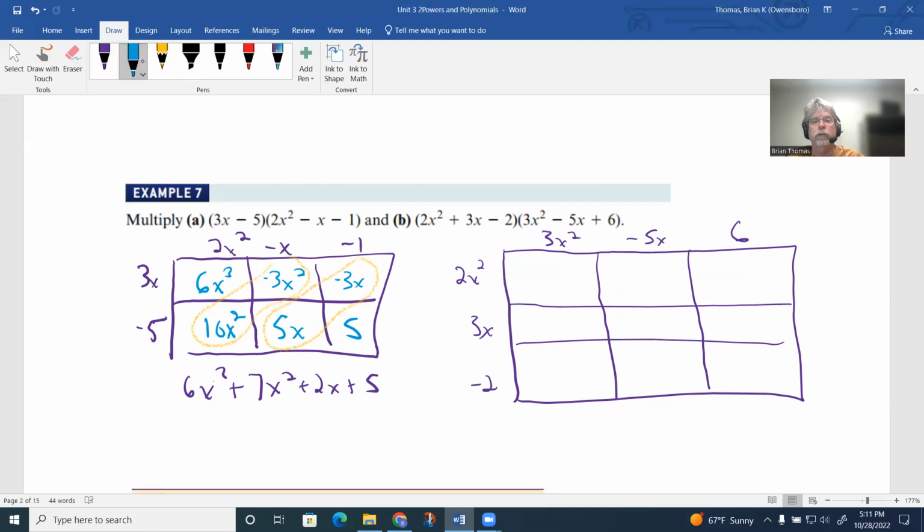So we just do 2x squared times 3x squared, which would be 6x to the 4th. 2x squared times negative 5x would be negative 10x to the 3rd. 2x squared times 6 would be 12x squared. 3x times 3x squared, just do the same process over again. 9x to the 3rd. 3x times negative 5x would be negative 15x squared. 3x times 6 would be 18x. Negative 2 times 3x squared would be negative 6x squared. Negative 2 times negative 5x would be 10x. And then negative 2 times 6 would be a negative 12.